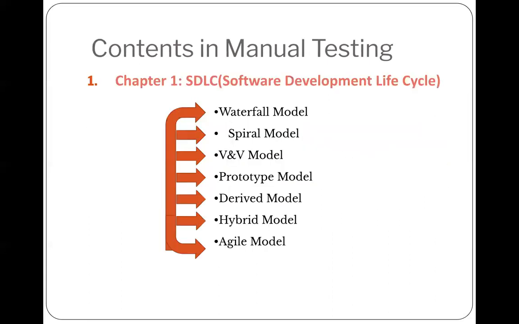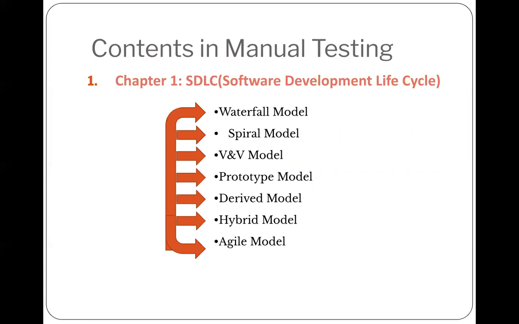Next, what are the contents in manual testing? The first thing is the software development lifecycle. Here, first it will come with the waterfall model, and the spiral model, V&V, that is verification and validation model, prototype model, derived model, hybrid model, and agile model.